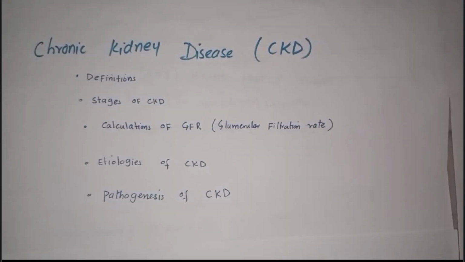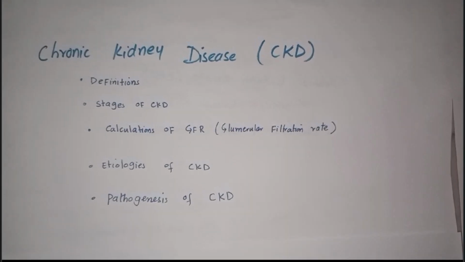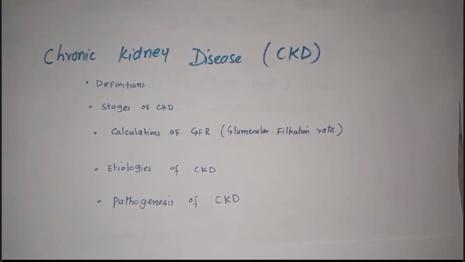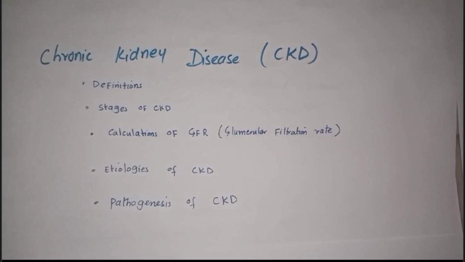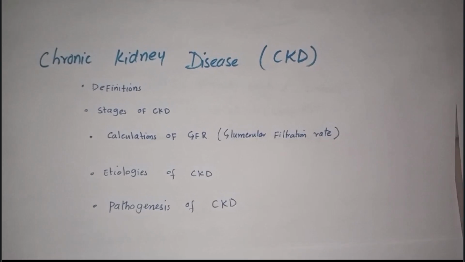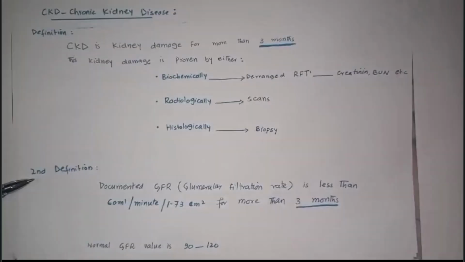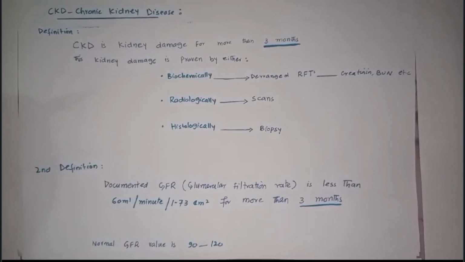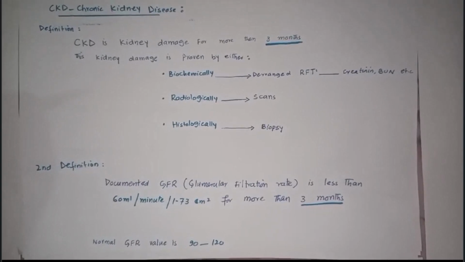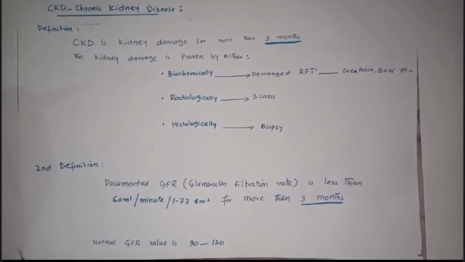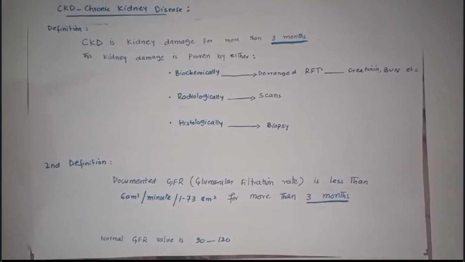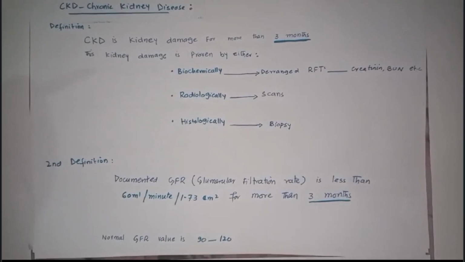In this video, we will discuss definitions of chronic kidney disease, stages of chronic kidney disease, calculation of glomerular filtration rate, etiologies of CKD, and pathogenesis of CKD. Chronic kidney disease is defined as kidney damage for more than 3 months. The damage is proven either by biochemical tests like deranged RFTs.